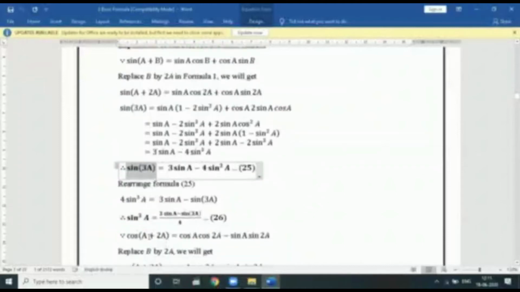So after transferring 4 sine cube a from the right side to the left side, and sine 3a from left to right, what will happen? You can see here, that is 4 sine cube a equal to this one. After dividing by 4, we finally get the formula of sine cube a. So this is the formula of sine 3a and sine cube a. Go for the next formula, that is cos 3a.